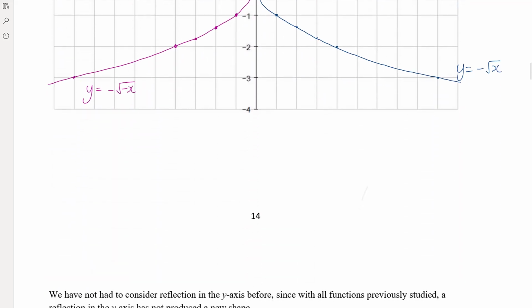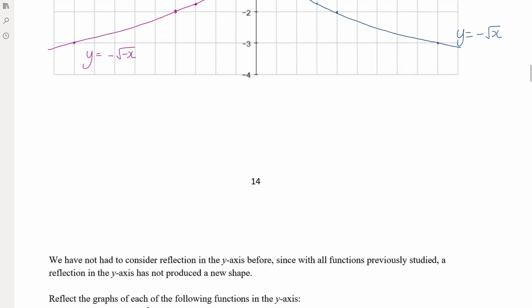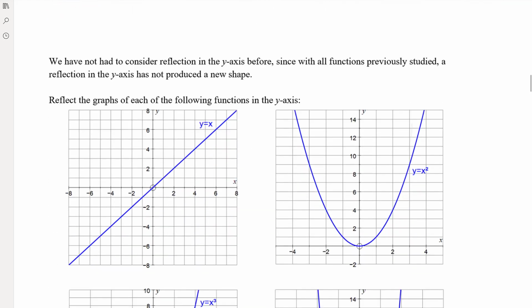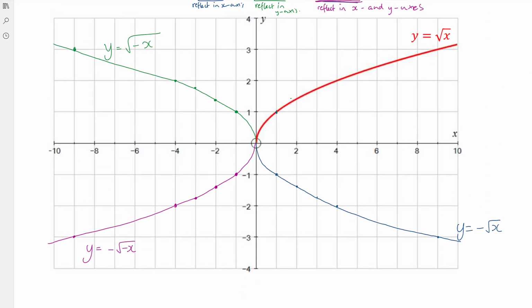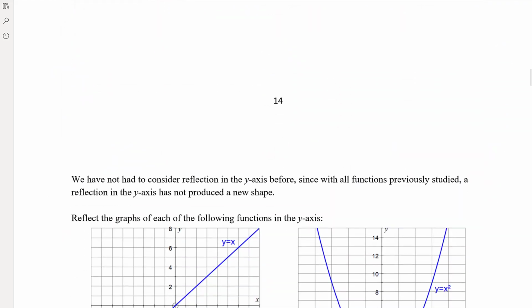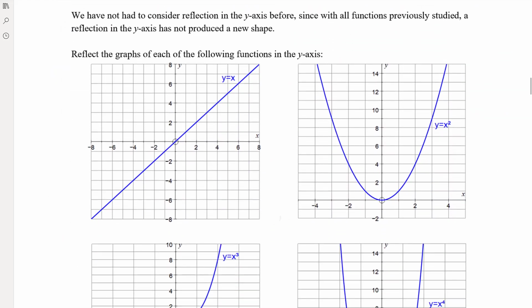Okay, so the next transformation that we haven't thought about, before we move on to that, is the reason that we haven't thought about reflection in the y-axis until now, okay, is because it actually hasn't been relevant to all of our previous graph shapes. So let's have a think about the graph shapes that we've got here. If I reflect each of these graphs in the y-axis, so y equals x, this is what it's going to look like when I reflect it in the y-axis, okay?